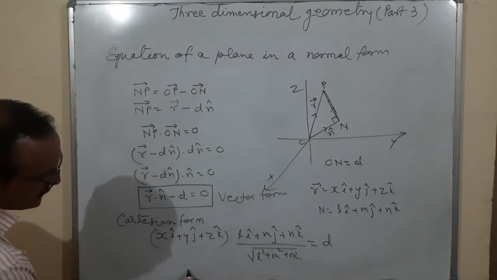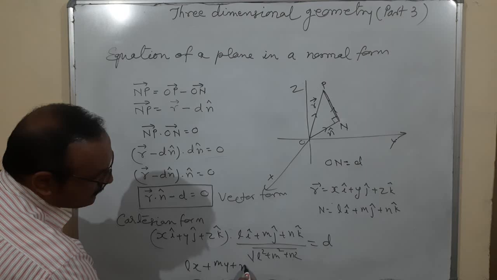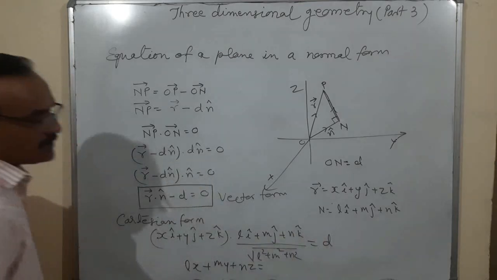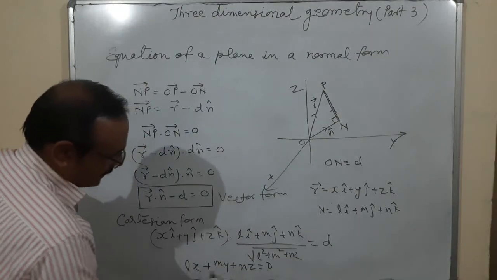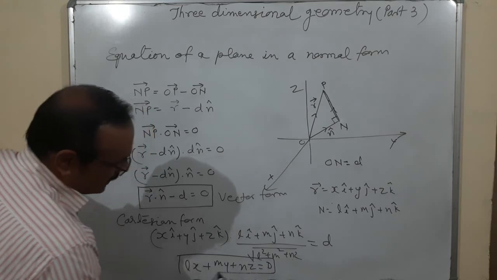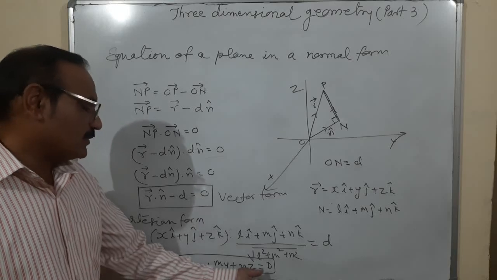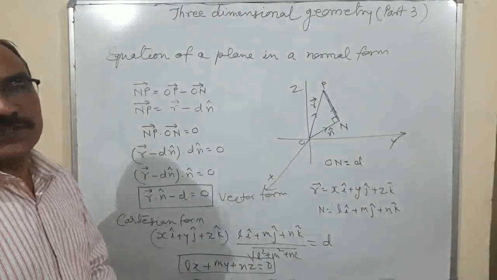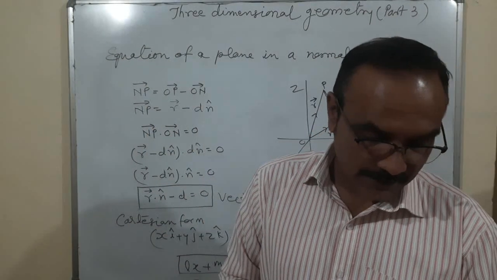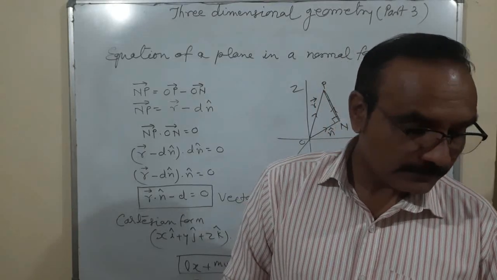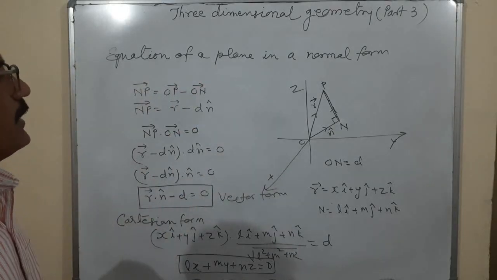What is coming? Lx plus My plus Nz is equal to D multiplied by this term, and it is again a scalar quantity, so we'll give it the name capital D. So Lx plus My plus Nz is equal to D, or Lx plus My plus Nz minus D is equal to 0. Is it okay? This is the equation of a plane. Whatever term is coming here, we can write anything in that. So that is the formula for the equation of the plane in normal form.